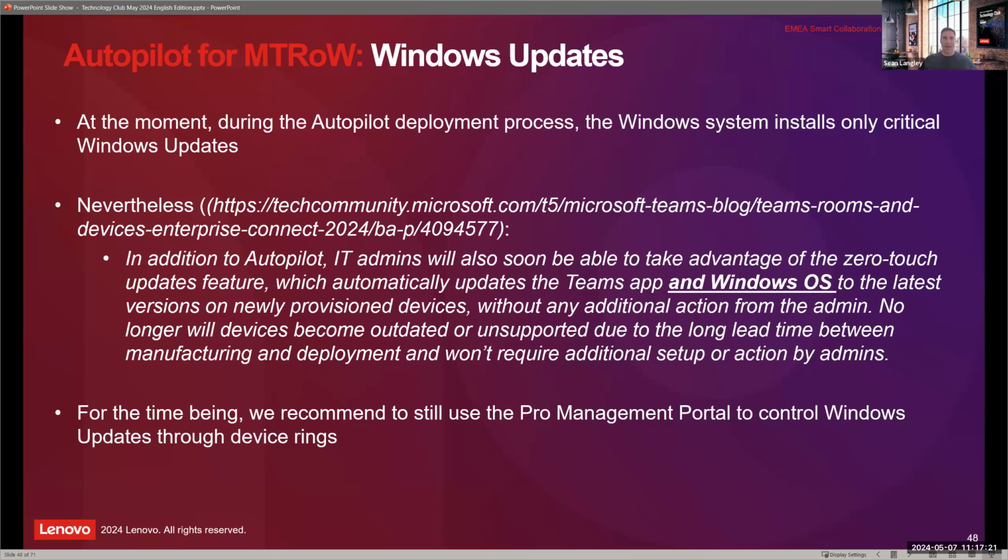But for the time being, we recommend still using the Pro Management Portal to control the Windows update through device rings. Just to make sense of that, in time the full Windows update process will be automatic, but at the moment it still will have to be triggered by the update ring, or you can let the device, of course, update overnight when the script runs at 2:30 a.m. local time.